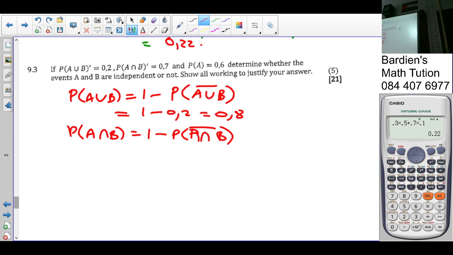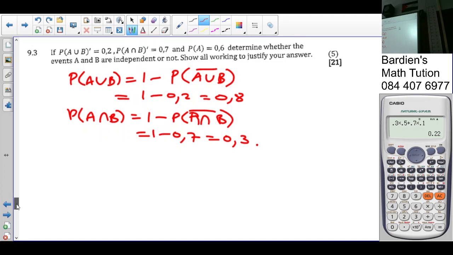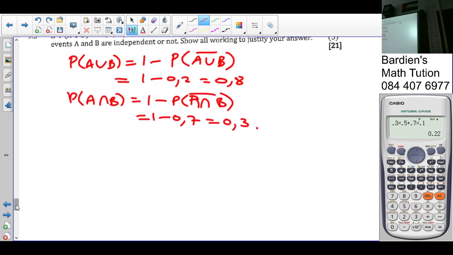So that would be 1 minus 0.7, which is 0.3. Determine whether events A and B are independent or not. What is the identity for independent events?